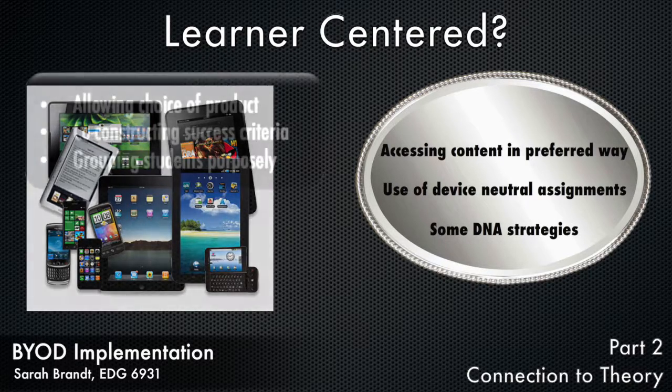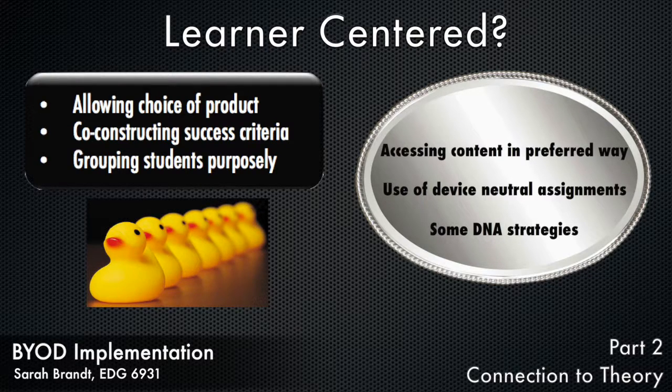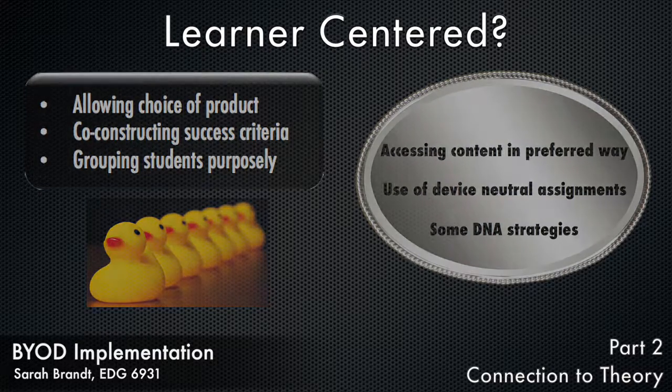Some strategies for DNA include allowing choice of product, co-constructing success criteria, and grouping students purposely. The implementation reflected some of these strategies, such as the freedom to choose any blogging service for the writing class. However, the products were not differentiated. All students created a video, for example. Freedom and flexibility were provided within the video, but there is no evidence that product choice was permitted. Therefore, the implementation does not support all strategies of using DNAs and is therefore not fully learner-centered.